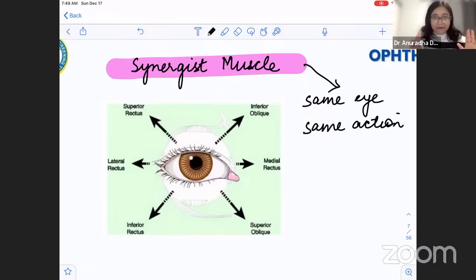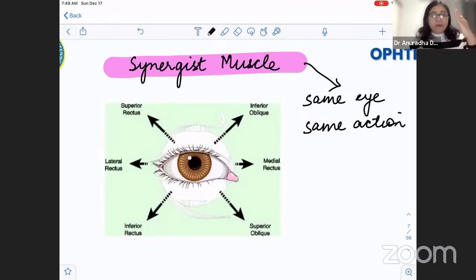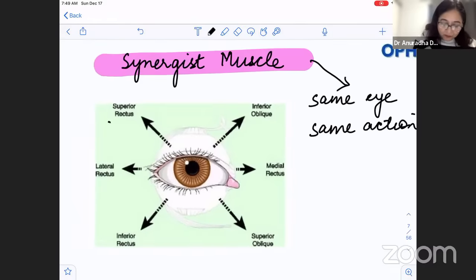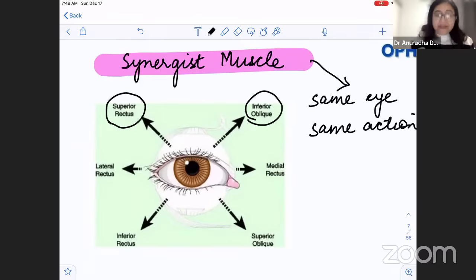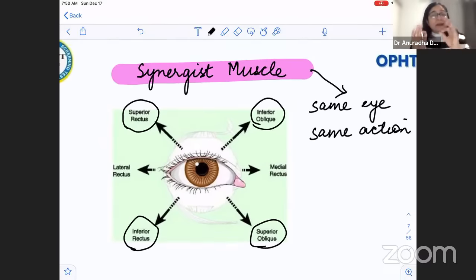For example, if we are talking about upward elevation or upward action, the synergist muscles in the same eye will be superior rectus and inferior oblique. For downward movement, inferior rectus and superior oblique will be the synergist muscles. For abduction, lateral rectus and obliques will be the synergist muscles. Right? So, synergist muscle: same eye, same action.